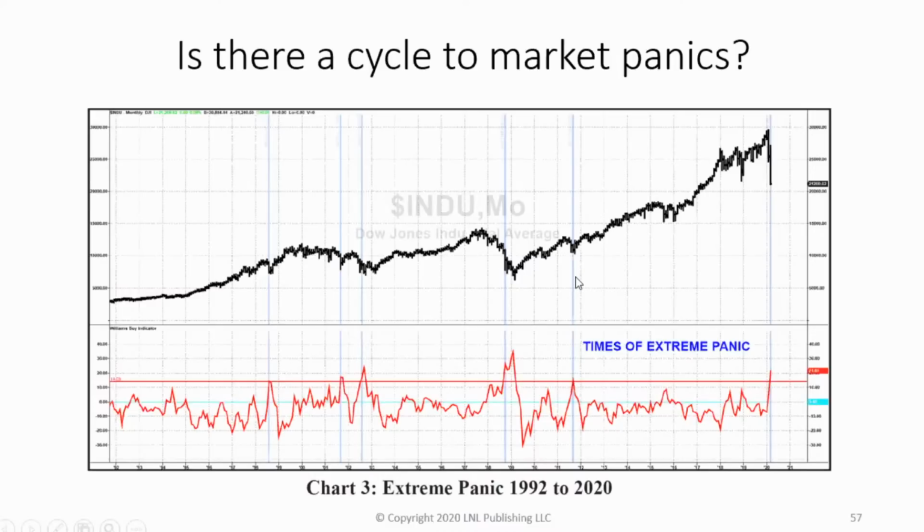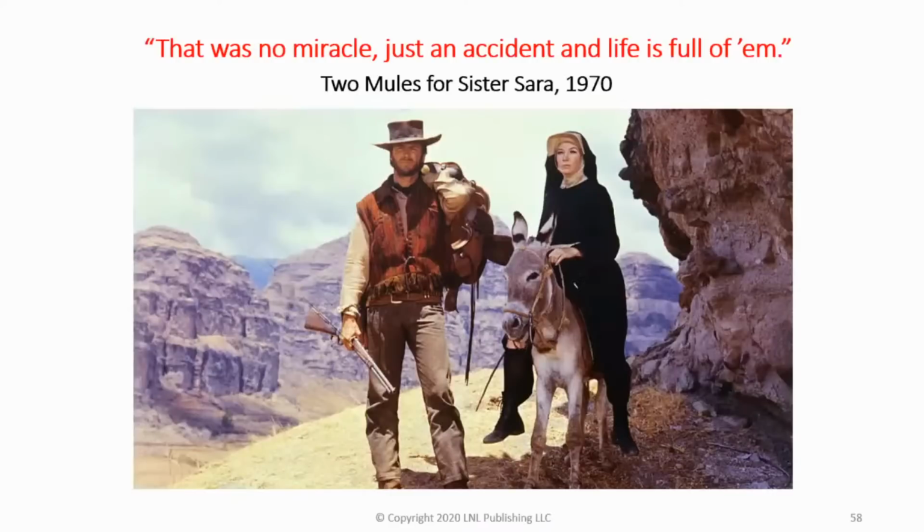I think I can't find a cycle in panics. It looks like people panic when stuff happens, but it doesn't seem to be any regular basis to that. Now the indicator is pretty good, but going back to Clint Eastwood, in Two Mules for Sister Sara, he said that was no miracle, just an accident, and life was full of them. And that's like using cycles.